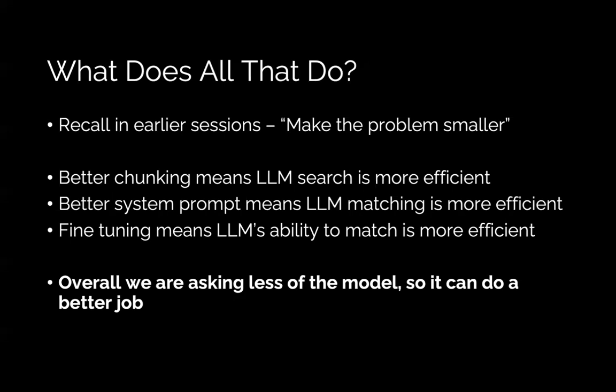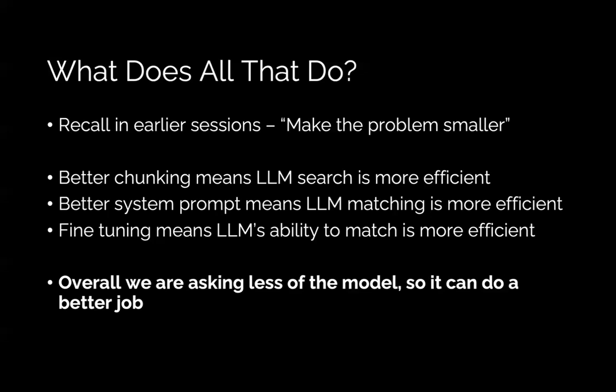So chunking means the LLM search is more efficient because it's not just trying to match a random bunch of letters, but it already has some semantic meaning, the chunk does. Better system prompt means the LLM matching is more efficient because you're pointing it at things. So in the case of chunking, the thing to be matched is better. The system prompt is the way it gets matched is better. And fine tuning means the other end of the match, which is the LLM itself, is more efficient.